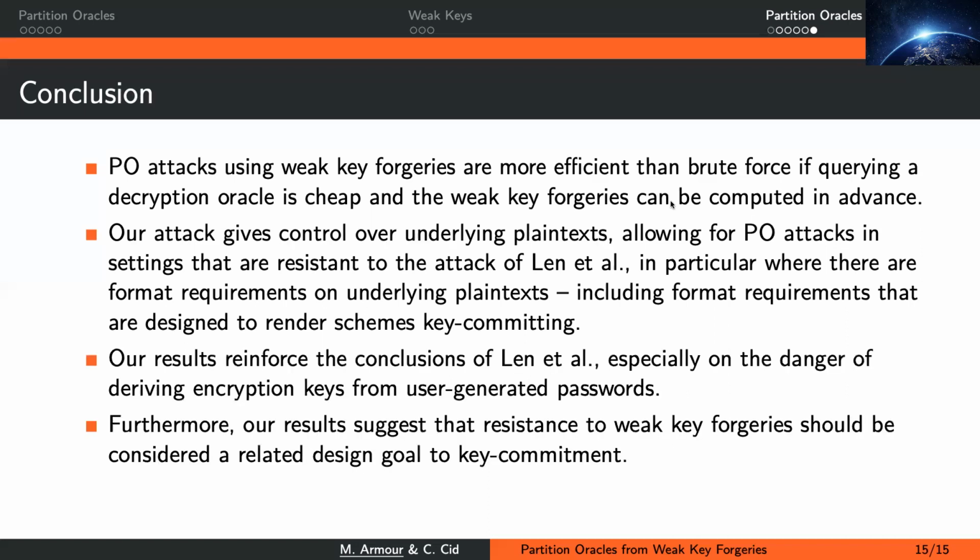So our results reinforce the conclusions of Lin et al., especially on the danger of deriving encryption keys from user-generated passwords. And lastly, our results suggest that resistance to weak key forgeries should be considered a related design goal to key commitment. So thank you very much for listening to this presentation.